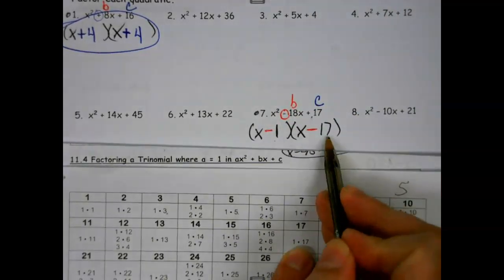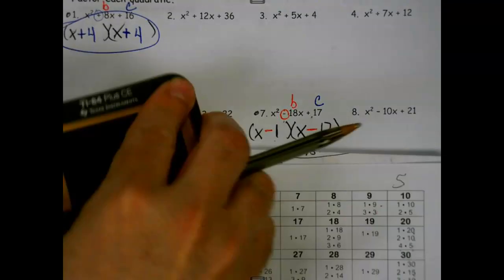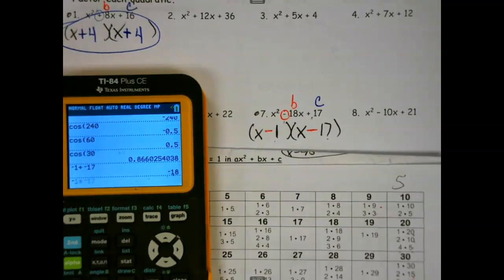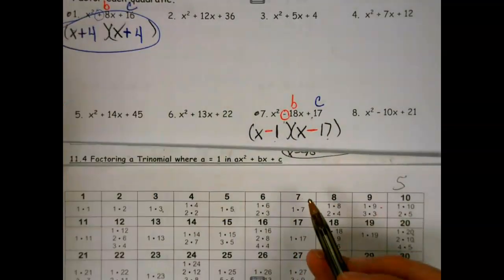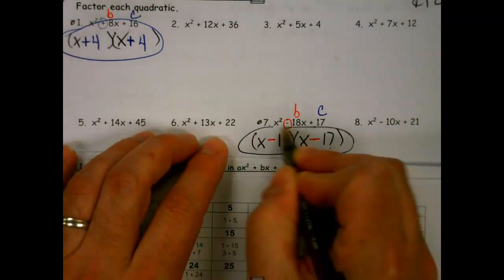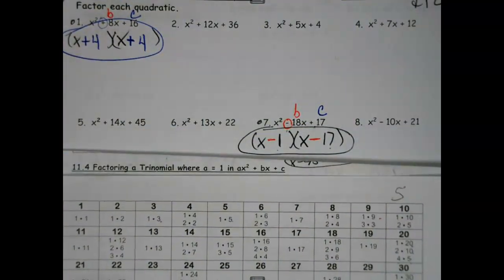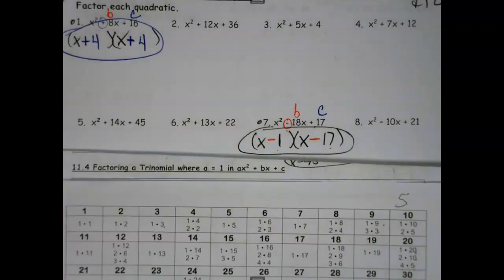Negative 1 plus negative 17 is negative 18. Negative 1 times negative 17 is positive 17. I made it. I survived. So that's the one thing to look for when your C value is positive.